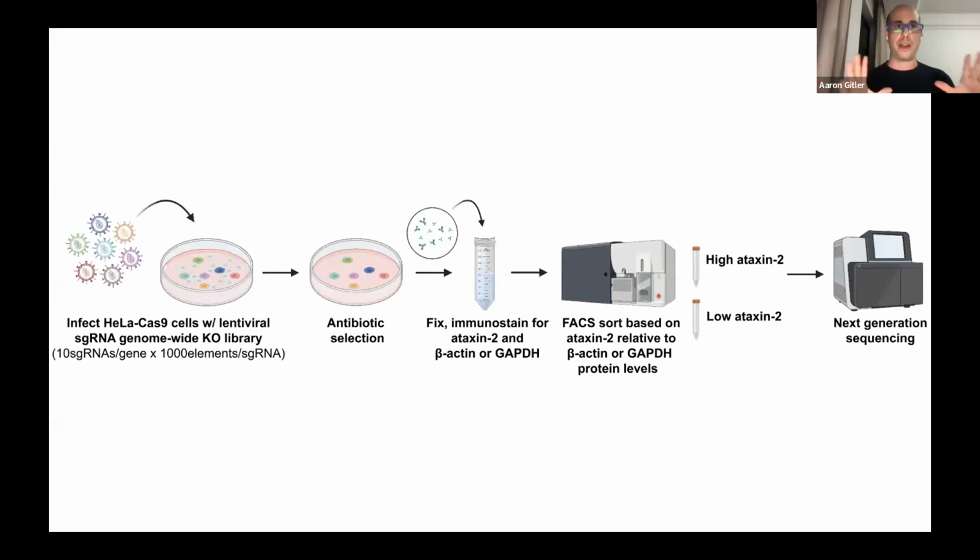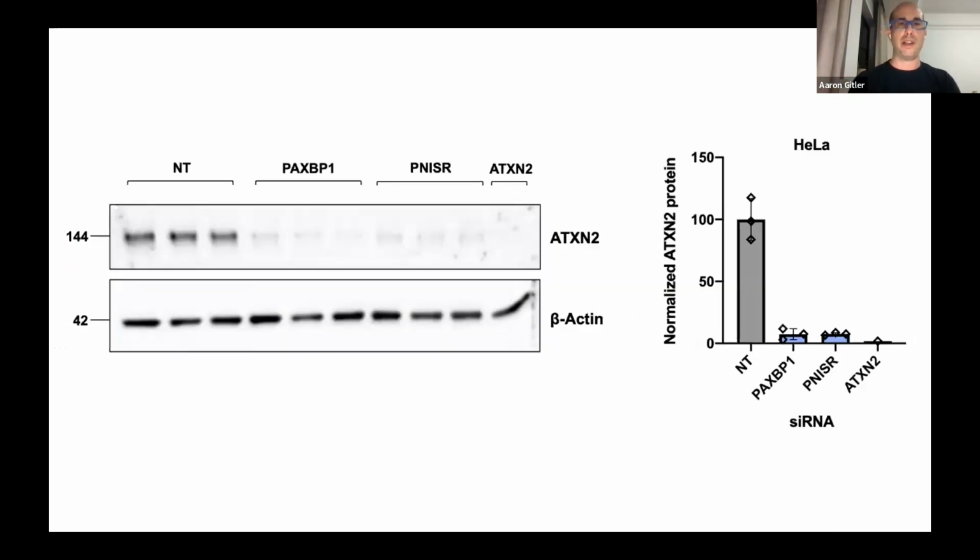No tags, no nothing. Just takes human cells that have Cas9, transduces them with a genome-wide CRISPR library, makes all knockouts, fixes them, stains them with the antibody to ataxin-2, sorts them into ones that have high or low levels of ataxin-2, gets the DNA out of them, sequences the barcodes, finds which knockouts had less or more ataxin-2. You can see here that in some of her validations, the screen worked.